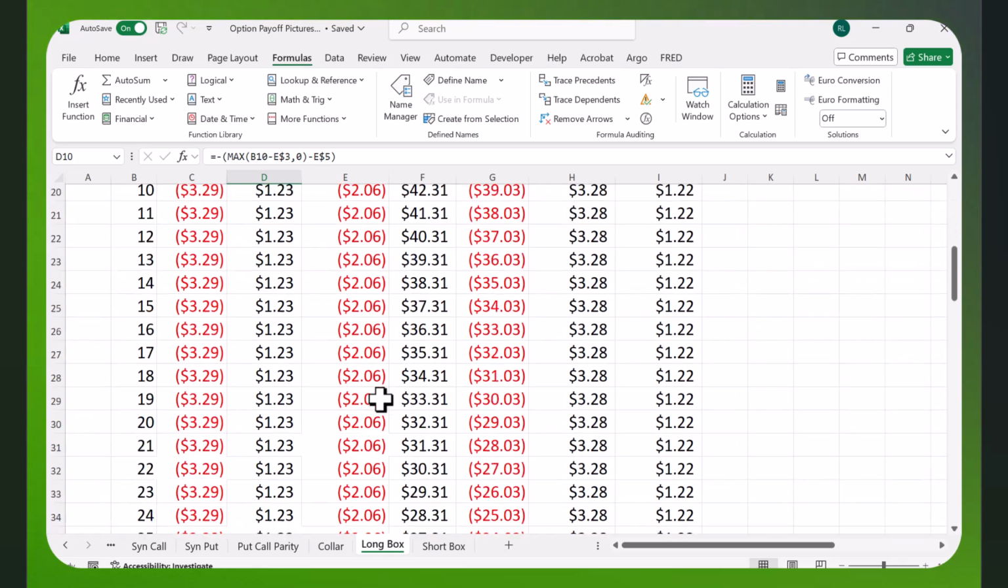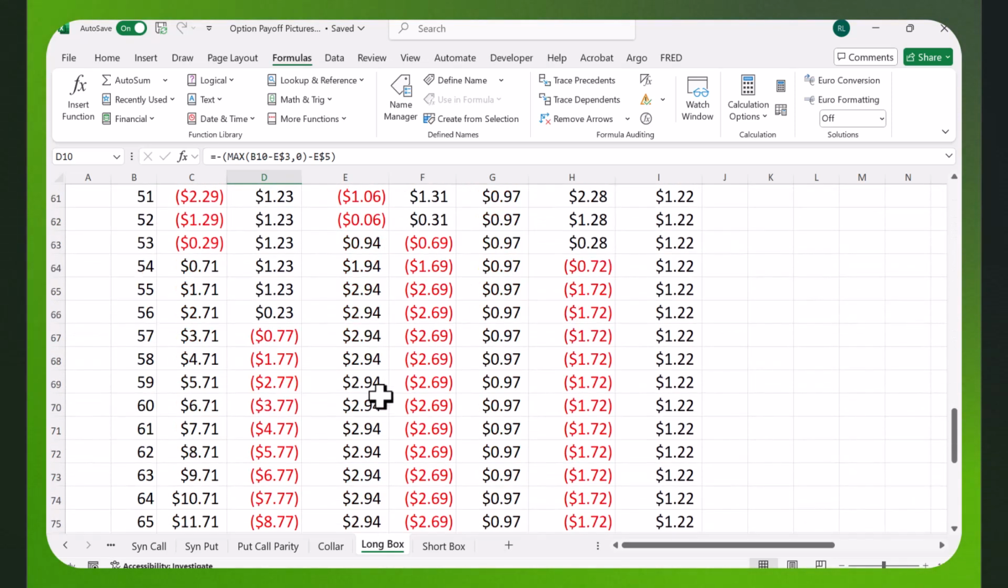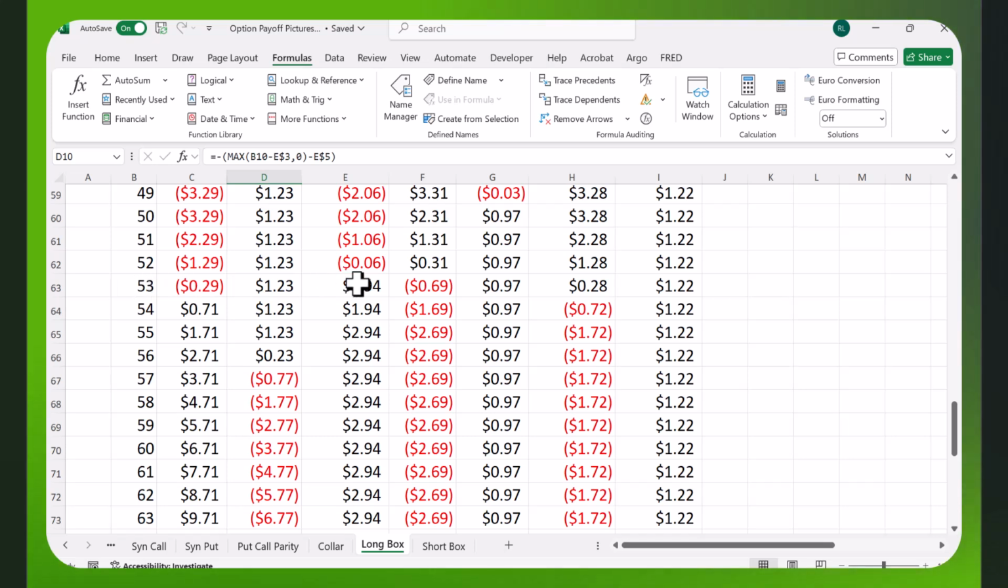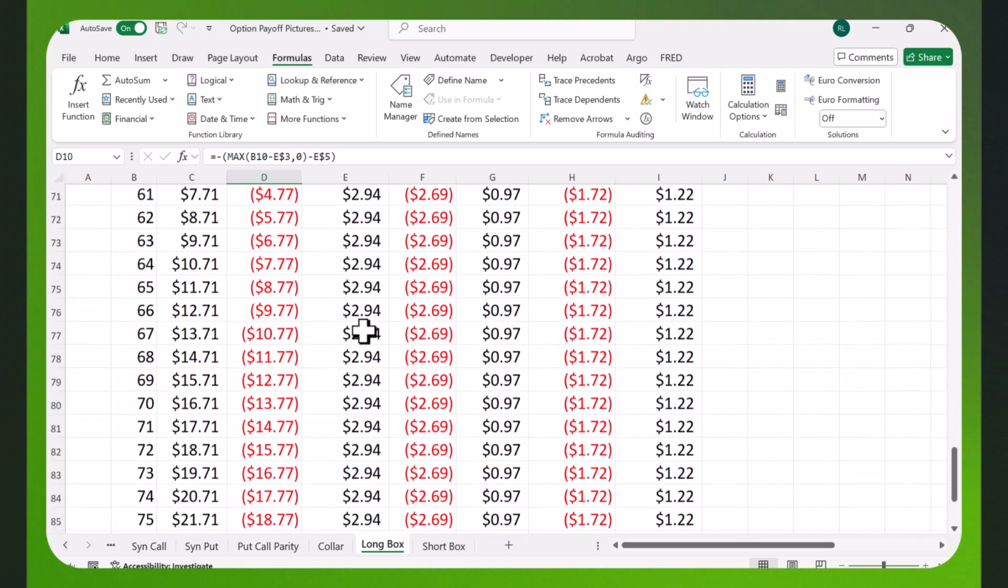So when I add those together, I get that the bull spread cost me $2.06. Okay, that's when it's out of the money. If I scroll down here, as the price goes up, it moves to being in the money.